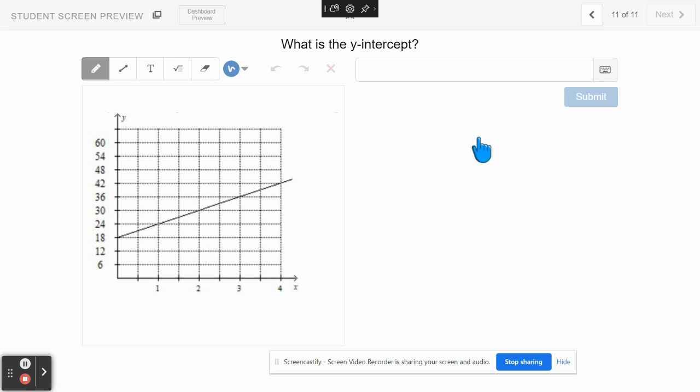And the last one, what is the y-intercept here? Should be pretty easy. This is what a lot of the graphs are going to look like, just the first quadrant kind of thing. Okay?